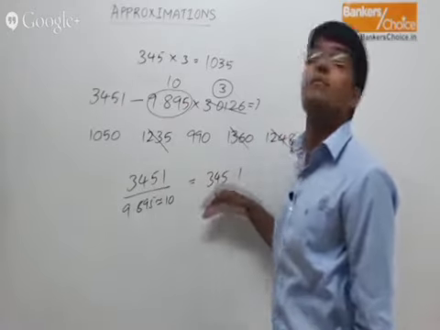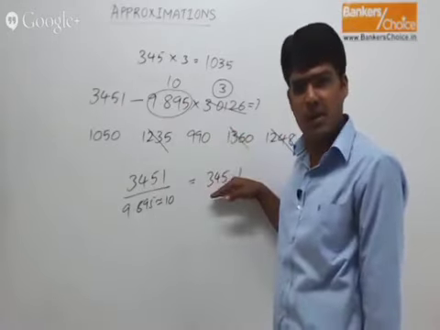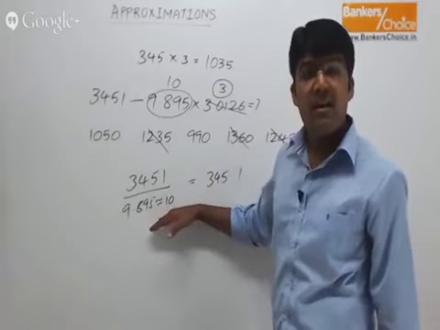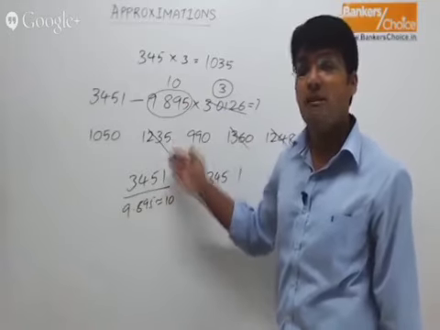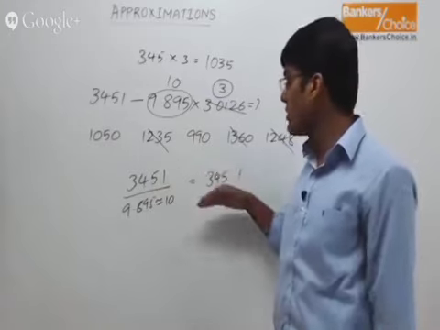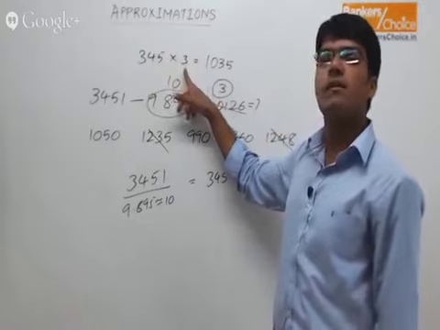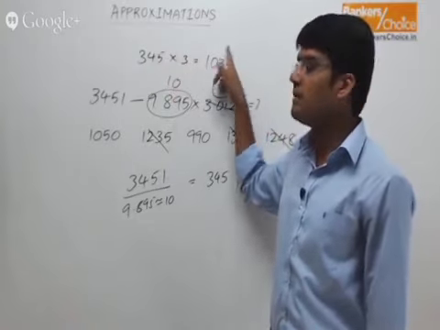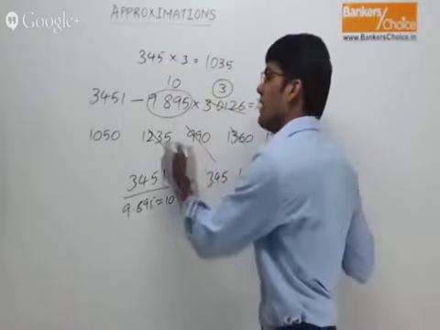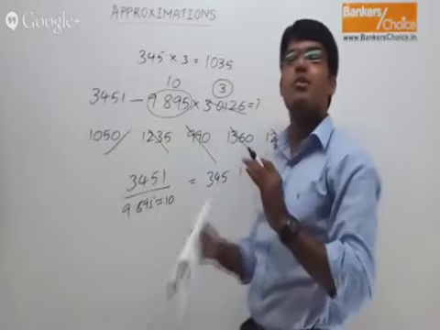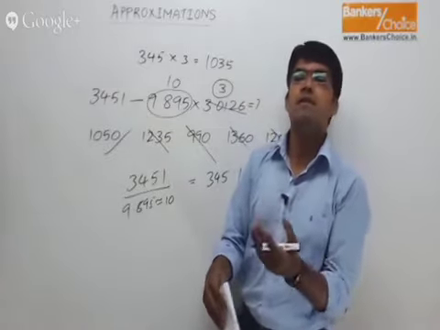That means the actual answer should be more than 345, approximately 345, because the approximate denominator is 10, but the actual denominator is less than 10. When something more than 345 is multiplied with 3, obviously the answer will also be more than 1035. So this 990 gets ruled out. Now I can say 1050 is the correct answer. So that's how we can verify which is correct, the first one or the second one.